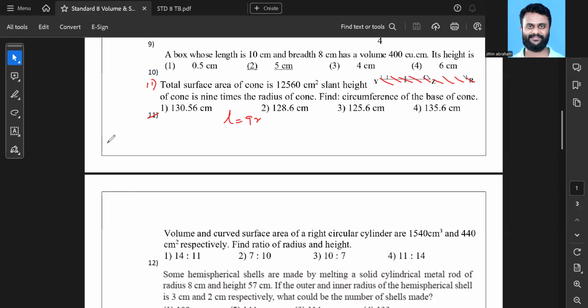So the total surface area is given. Total surface area's formula is pi R, L plus R. Right. Now this L, they say that L is 9 times R. So let's substitute the values. Before substituting, let's just simplify it. So pi R, instead of L, I'll substitute 9R, plus there is one more R. Total 10R it becomes. So this becomes 10 pi R square.